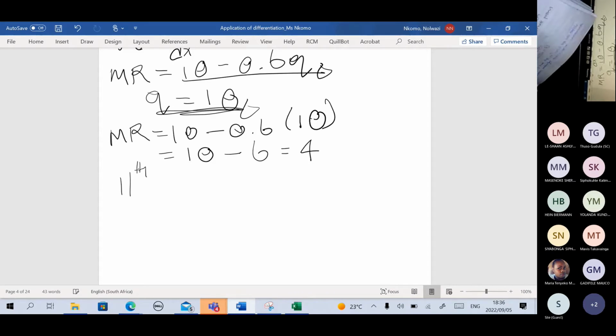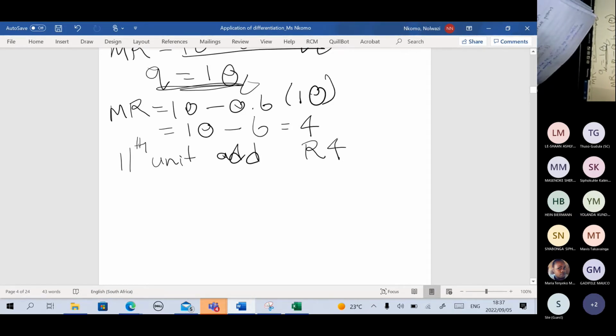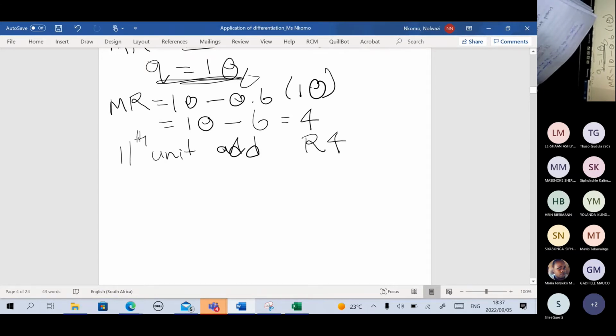This means the 11th unit will add an income of 4 rand, right? Now let's say we are asked the additional income after the 15th unit. If we are asked that question, that means we'll use our Q as 15, right?